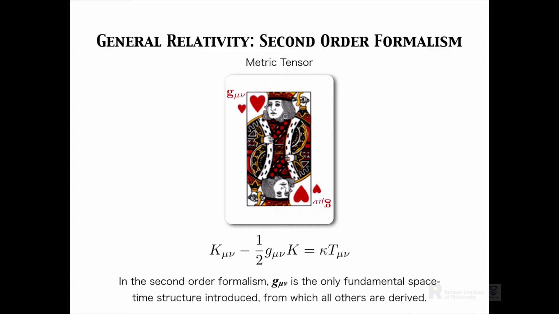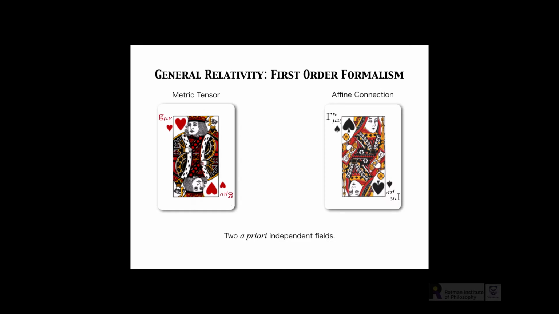And I wrote the field equations denoting the Ricci tensors and scalars with K, because Schouten distinguishes between metric-based curvature and the connection-based curvature, so I'm sticking with that convention. This is the usual textbook instruction. However, we do have first-order formalism, which distinguishes between two a priori independent fields, the metric tensor and the affine connection. So I'm going to briefly go over what they actually represent.